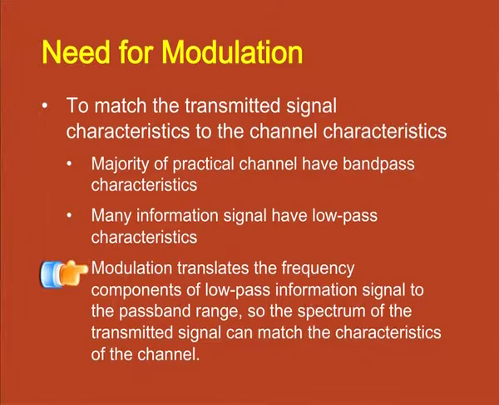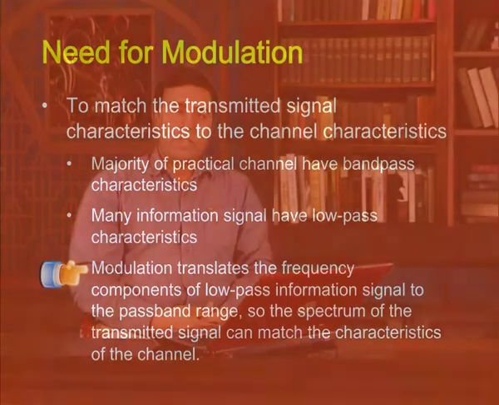But if we use modulation, it will allow us to translate the frequency components of the information signal from low pass to band pass range, and we can always match the spectrum of the transmitted signal to the characteristics of the channel. So, with this, what we have learned is that the use of modulation is essential to the design of an electronic communication system.